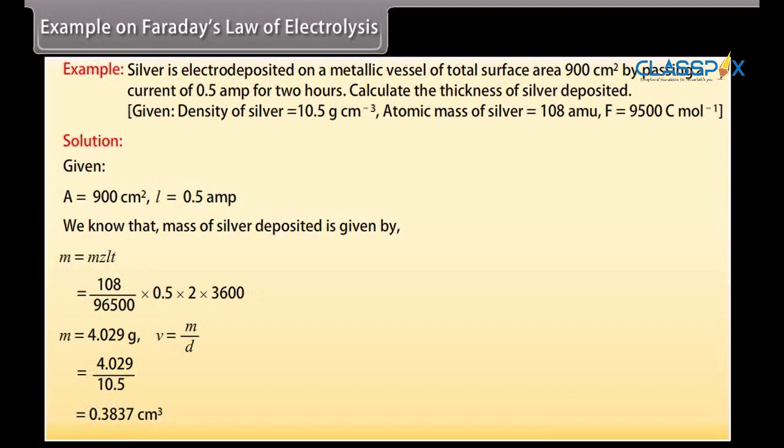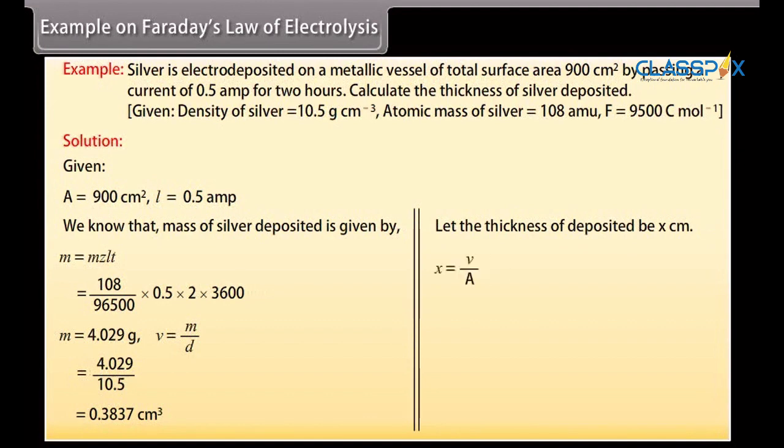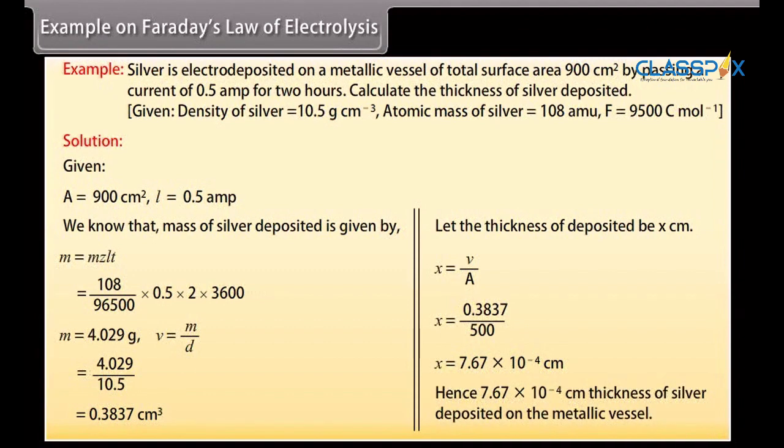0.3837 centimeter cube. Let the thickness of deposited silver be x centimeter. We know that x is equal to V upon A. By putting the values, we get x is equal to 7.67 into 10 raised to the power minus 4 centimeter. Hence, 7.67 into 10 raised to the power minus 4 centimeter thickness of silver is deposited on the metallic vessel.